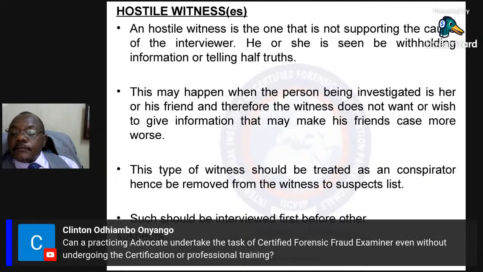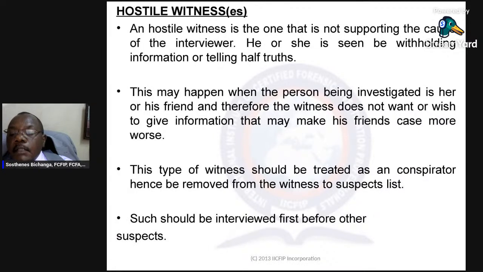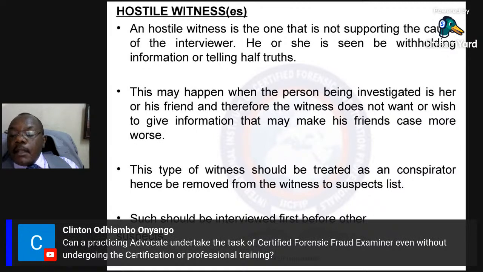The next, the same person is saying, Clinton Odhiambo Nyango, can a practicing advocate undertake the task of certified forensic fraud examiner even without undergoing the certification or professional training? This is a very nice question from Clinton Odhiambo Nyango of the Tharaka University, if I'm not wrong.